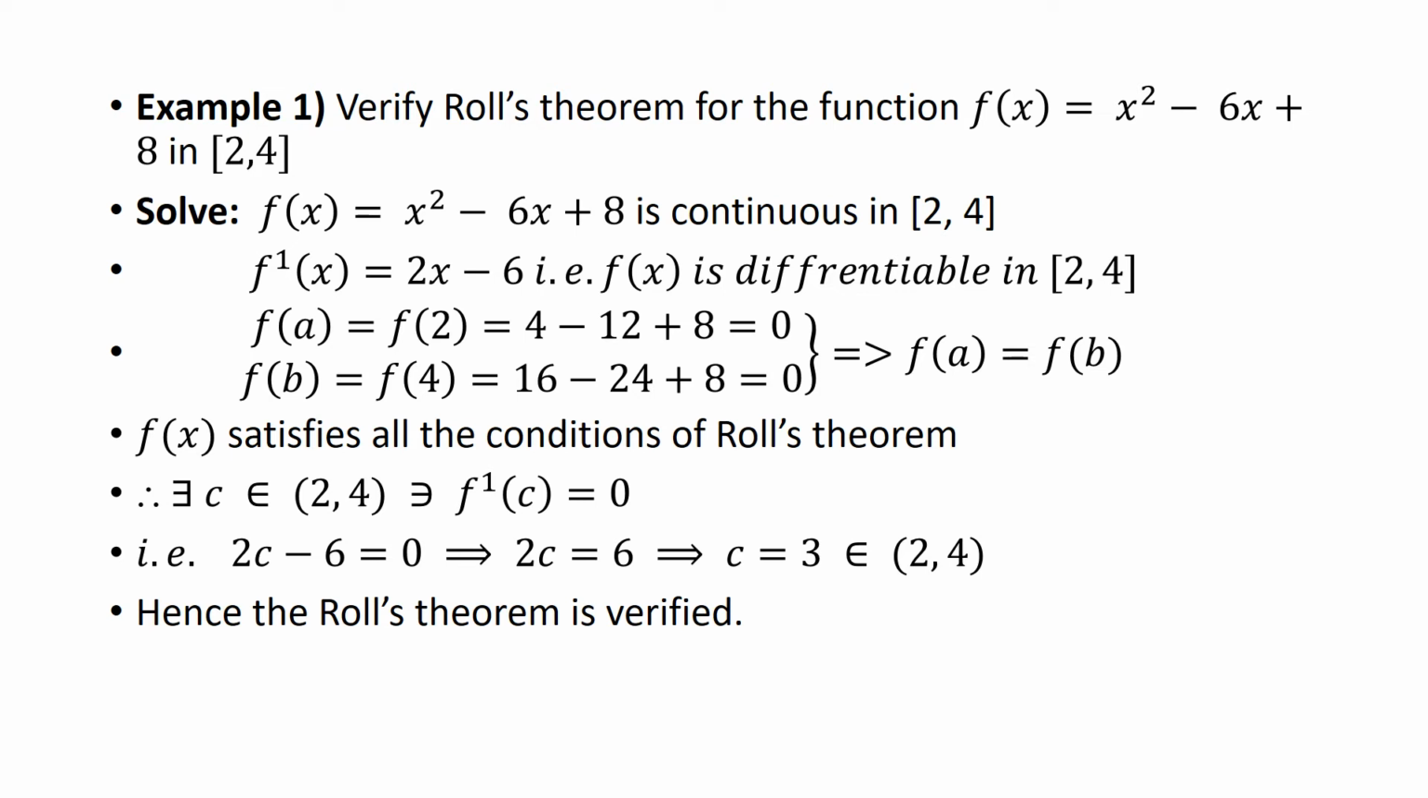So f of x satisfies all the conditions of Rolle's theorem, all the three conditions. Therefore, there exists c belonging to the open interval (2, 4) such that f dash of c is equal to 0. So that is 2c minus 6 equal to 0, or 2c is equal to 6, or c is equal to 3. So we can see that 3 lies in the open interval (2, 4). Hence, Rolle's theorem is verified.